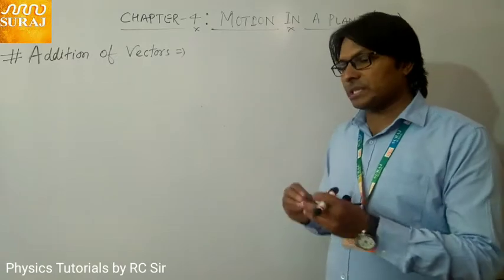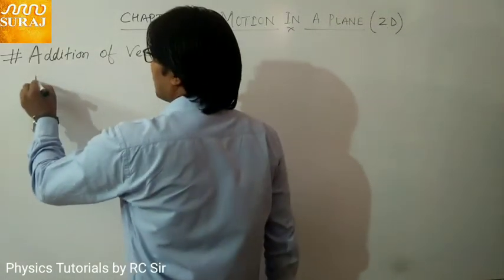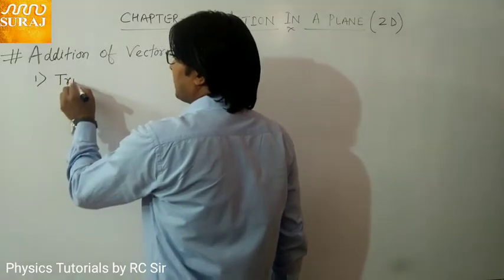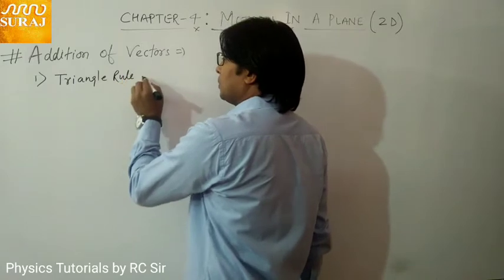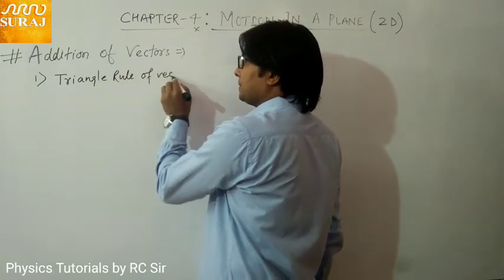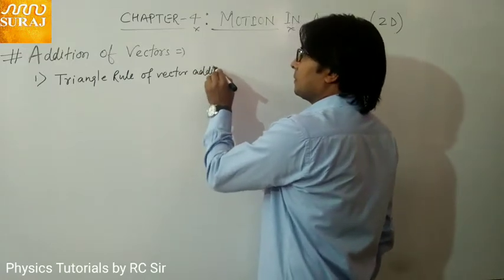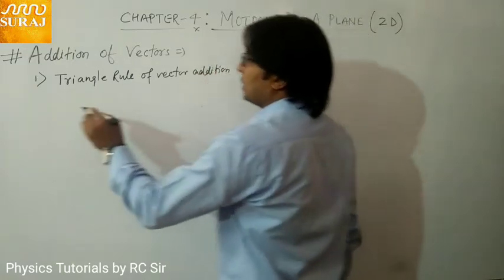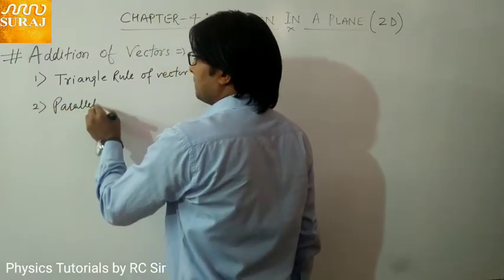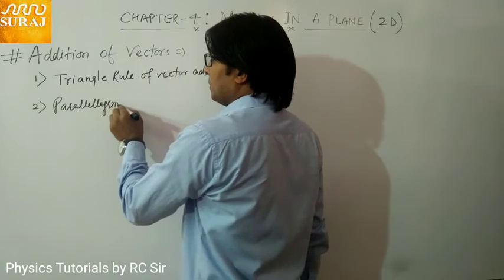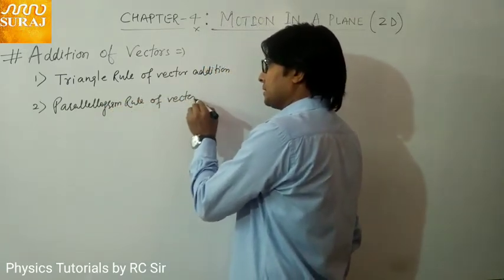There are two basic rules to add the vectors. First one is the triangle rule of vector addition, or subtraction, we can say. And the second rule is the parallelogram rule of vector addition or subtraction.